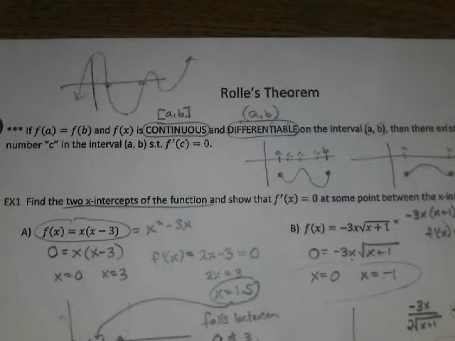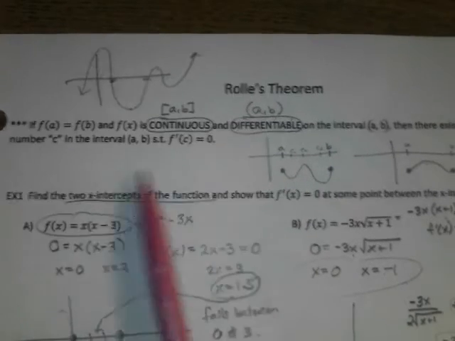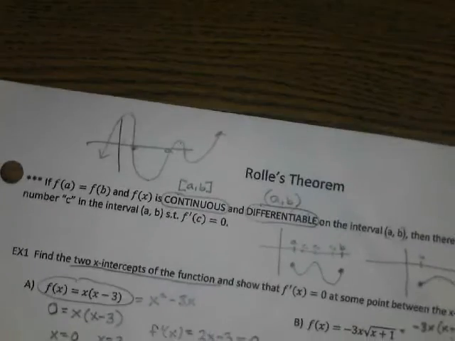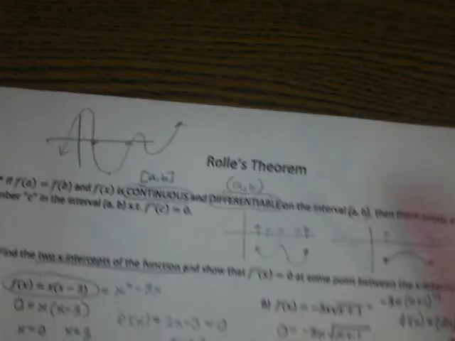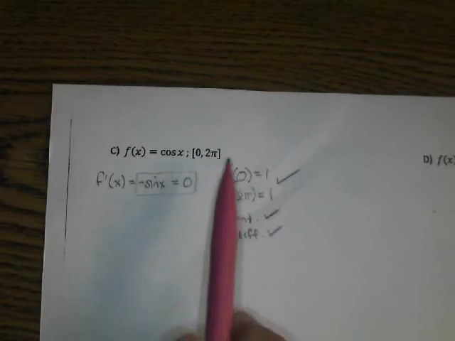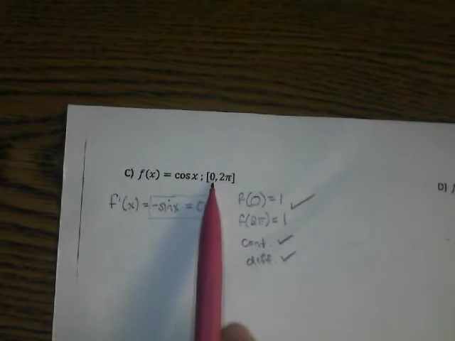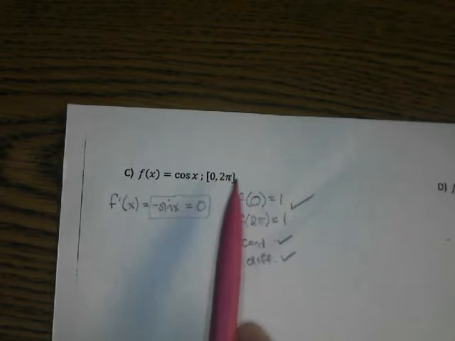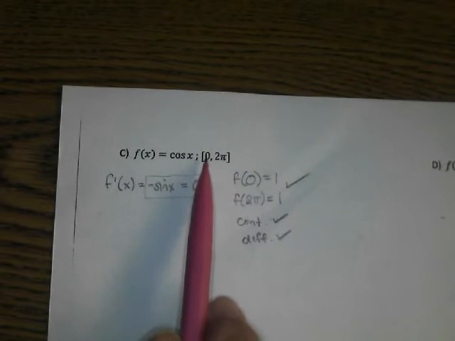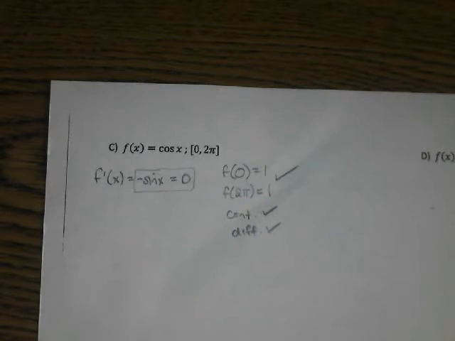nonetheless, we are definitely continuous from 0 to 2 pi, and we're definitely differentiable between that 0 and 2 pi. Okay? And then when it tells us that we have at least one C value, the C value has to be on the open interval. It cannot be at one of the endpoints.